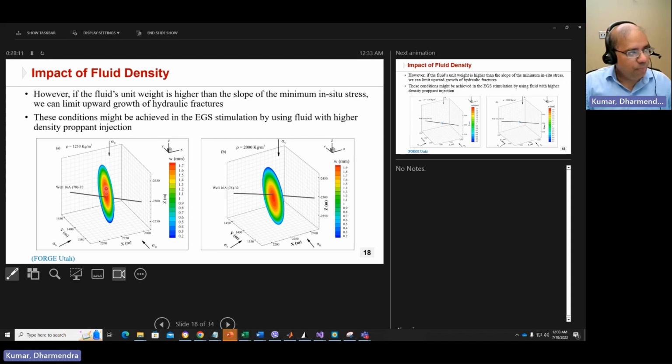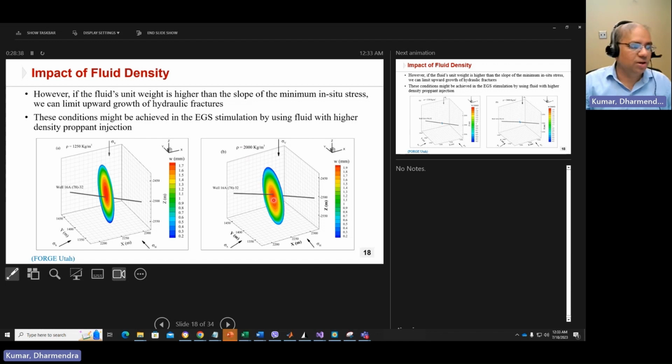Now we can compare these two plots very clearly. This one is showing very clear upward growth, and this one starts showing the downward propagation. But having such a very high density fluid is again one of the big challenges in the geothermal reservoir: how will we get that?